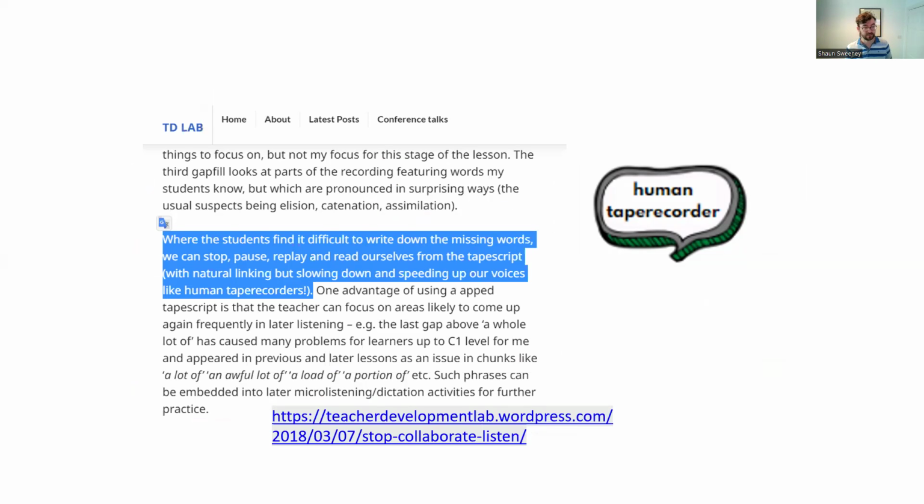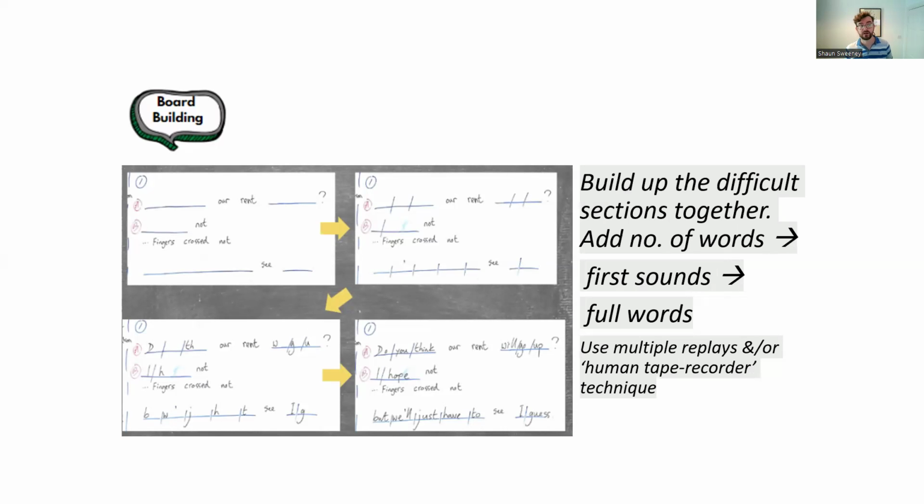So I would say, "Do you think our rent will go up?" So keeping whatever features of connected speech were in the original recording, keeping that, but slowing it down. "Do you think?" And then maybe you would use the phonemic script at the end once they've got what was said. And maybe you'd also say, listen, that's super common.